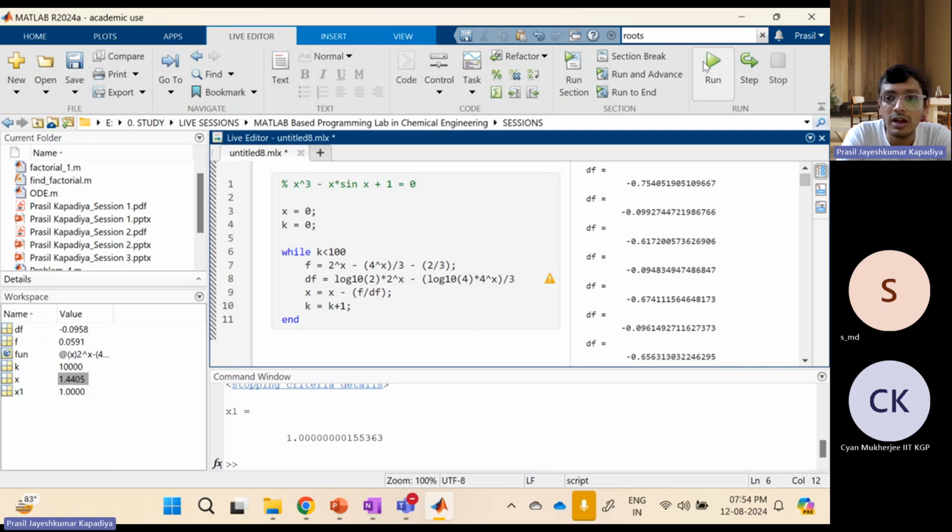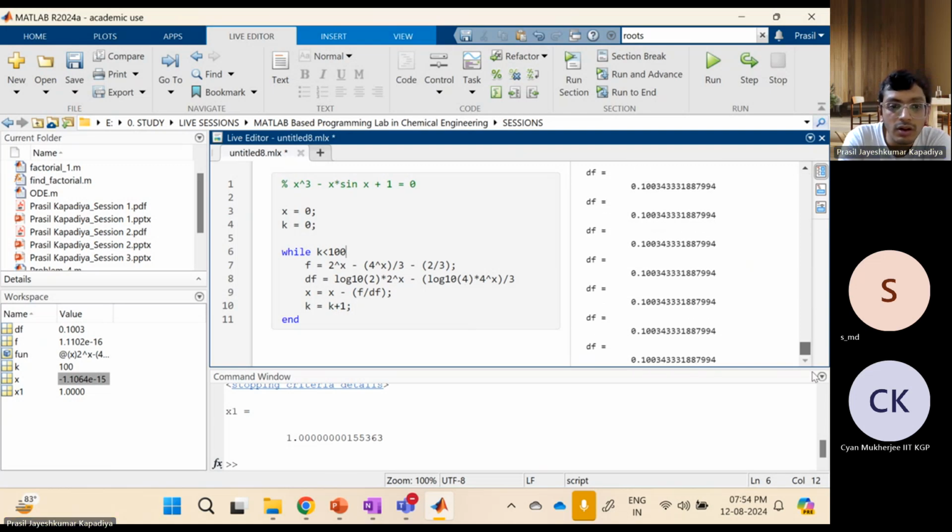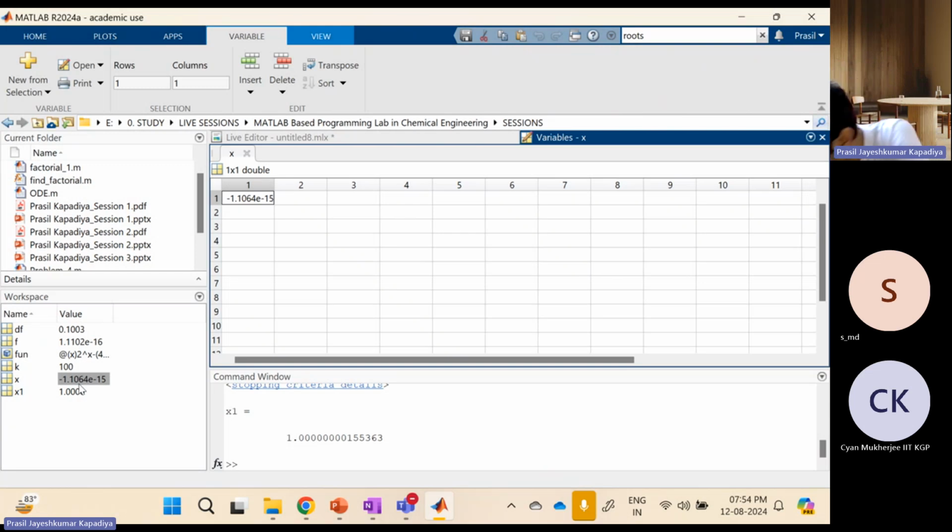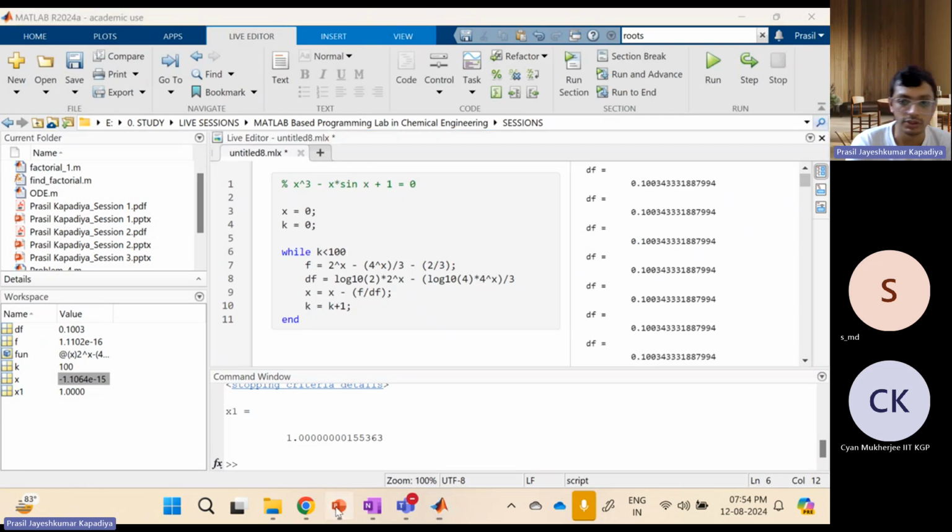Newton-Raphson method does not always converge. So with x equal to 0, I got my exact answer as 1. And the value that we got is minus 1.1 into 10 raised to minus 5. Yeah, so it is not always guaranteed that the Newton-Raphson method will converge to a solution.